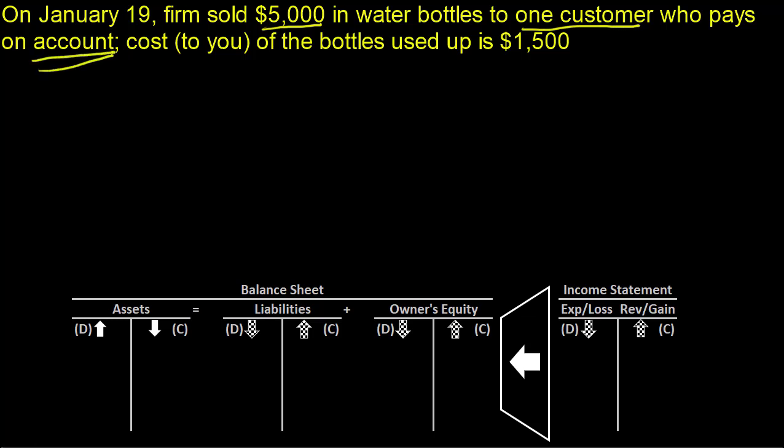All right. Cost to you, so we're doing the journal entry for our own business, of the bottles used up was 1,500. Used up is basically the inventory that's sold.